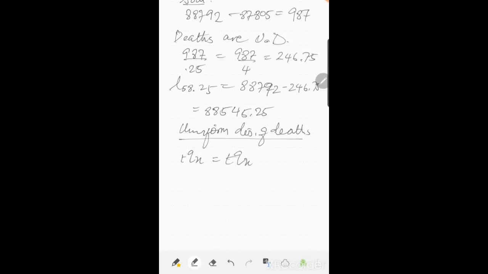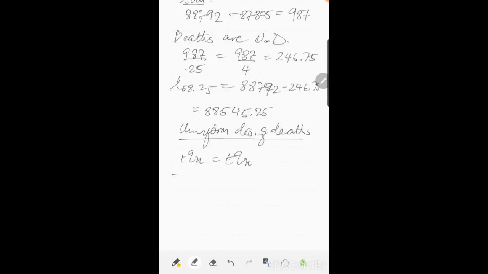So here qx is just the initial rate of mortality, because it is the probability that a life alive at the exact age x dies before x plus 1.